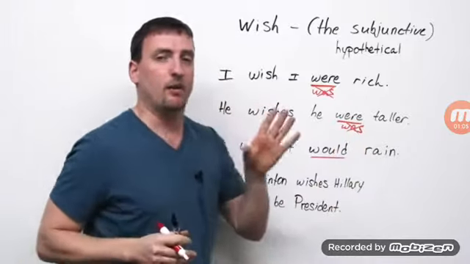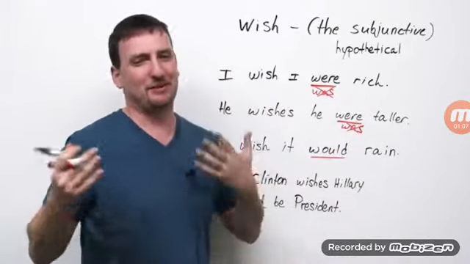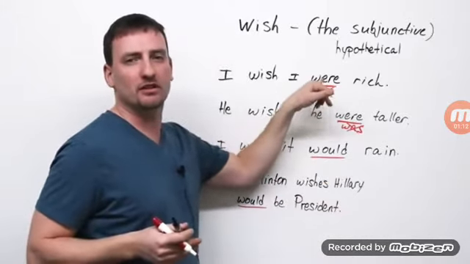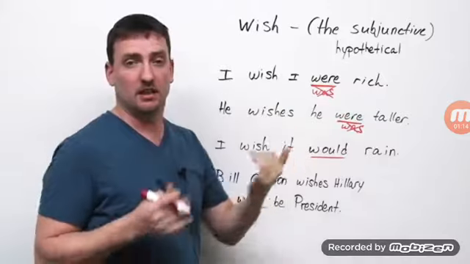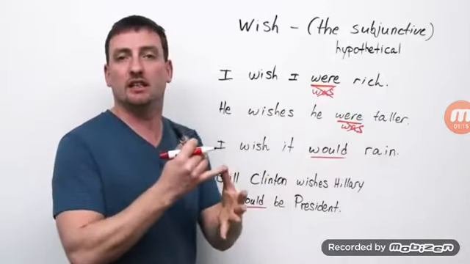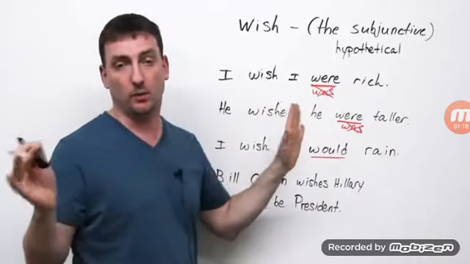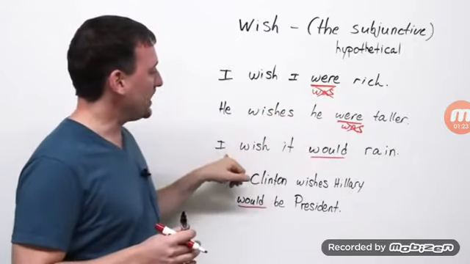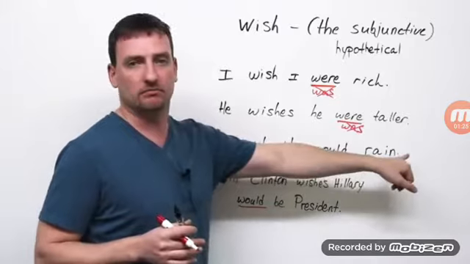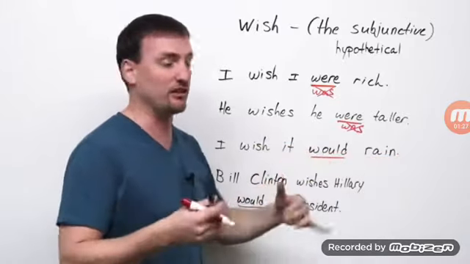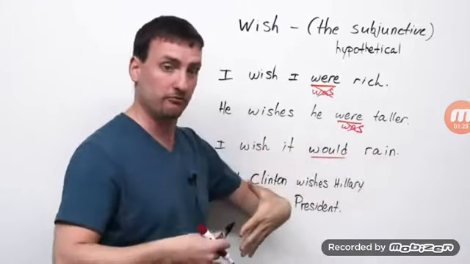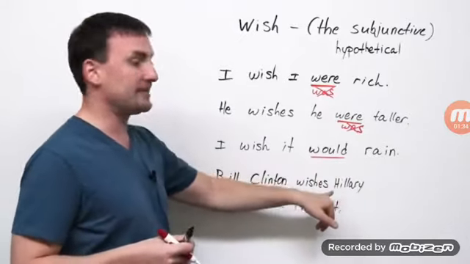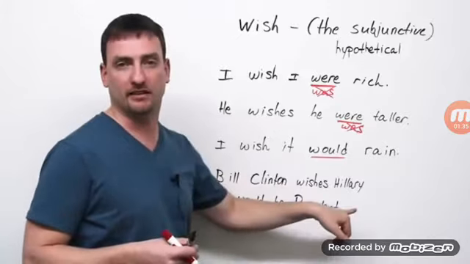Okay? Now, why? Because, I'm sorry to say it like that, but that's how it is. Always use were, never use was. I, you, he, she, it, they, we, were. Sorry, I almost said was. Were, always. I wish it would rain. Now here we're talking about an action verb, rain, like to come down, rain. So we use would. Bill Clinton wishes Hillary would be president.